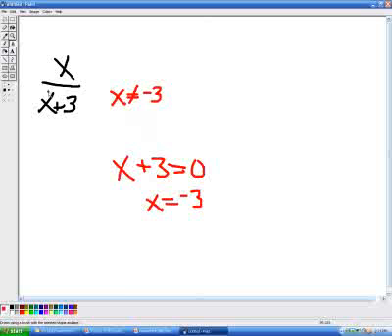Okay. That's all we're doing on sections like that. Just take, when they're asking what numbers cannot be used for x, what values cannot be used for x, take the denominator, set it equal to 0, solve it, and then say x cannot be that number.